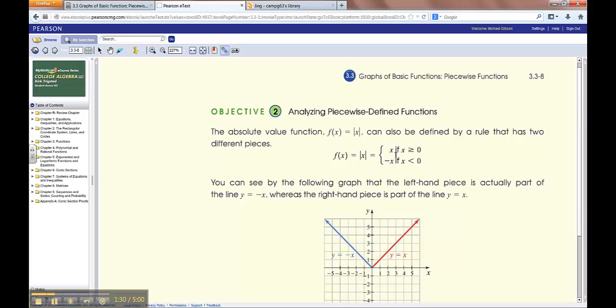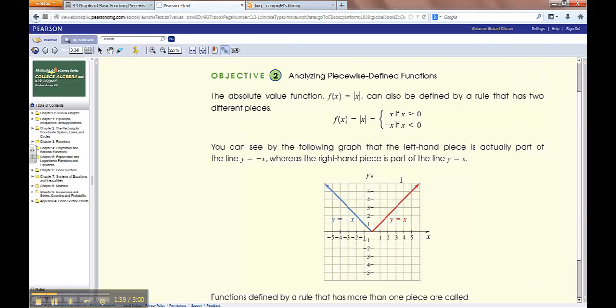So here are two different pieces, right? This top piece, for x greater than or equal to 0, is the line y equals x, the red part here. But it stops at the origin, because we only use that piece of the definition for x greater than or equal to 0. So x greater than or equal to 0 starts at the origin and goes to the right, and for that part we graph the line y equals x.